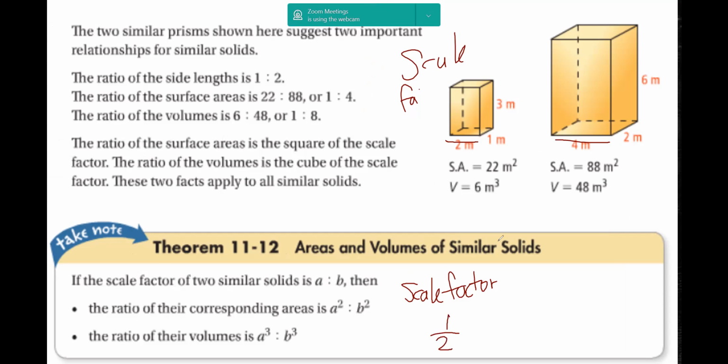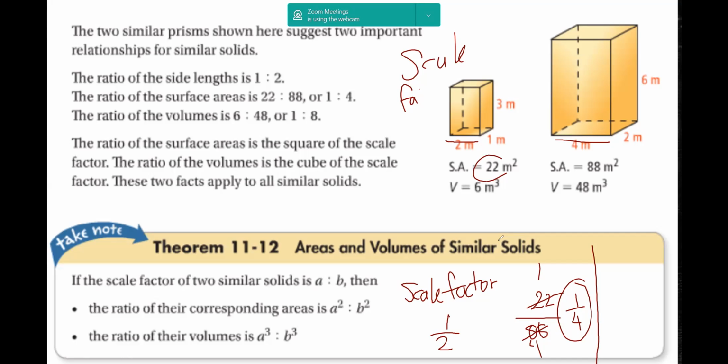Now let's compare the surface areas of both of them. You will see it's 22 over 88. If you simplify, it is 1 over 4. And 1 over 4 is the scale factor squared. So the ratio of the surface areas is the square of the scale factor. As you see, 1 is the square of 1 and 4 is the square of 2.